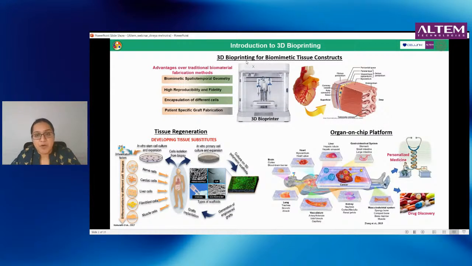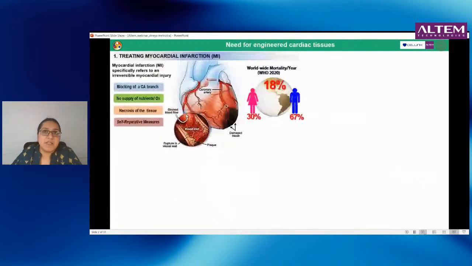So I will be moving forward with these two platforms in cardiac, where I will showcase my work. In recent years, the need for engineered cardiac tissues has increased manifold, and this is mainly because of the first thing, myocardial infarction, which is commonly known as heart attack. Myocardial infarction specifically refers to an irreversible myocardial injury where a large number of cardiomyocytes, basically your heart cells, are lost.